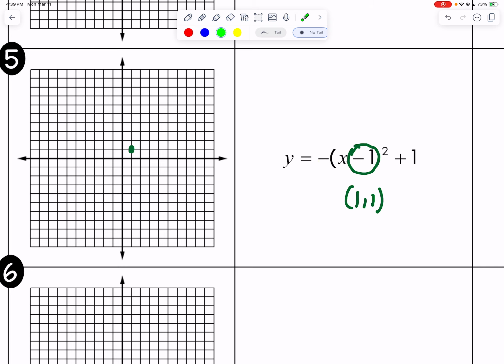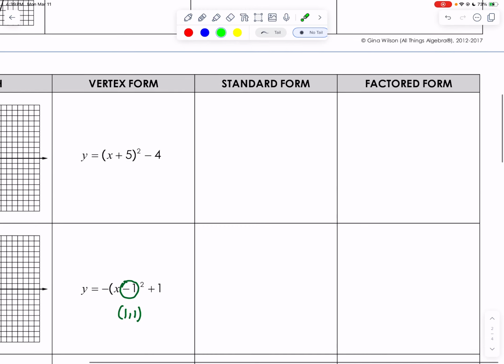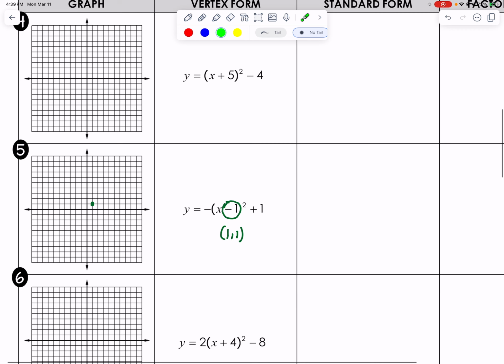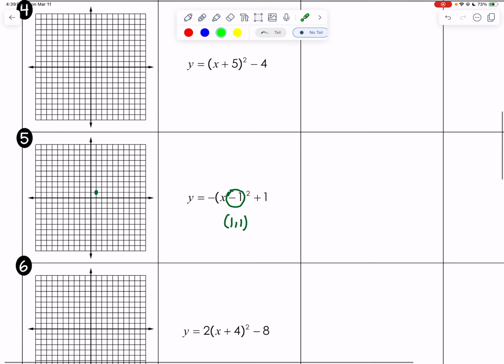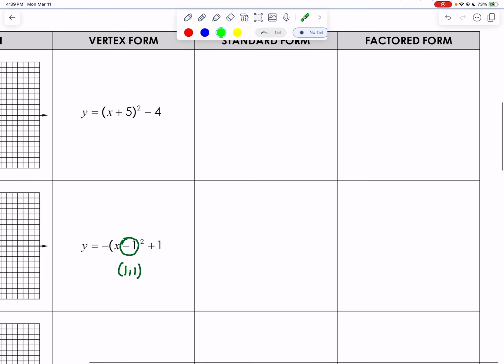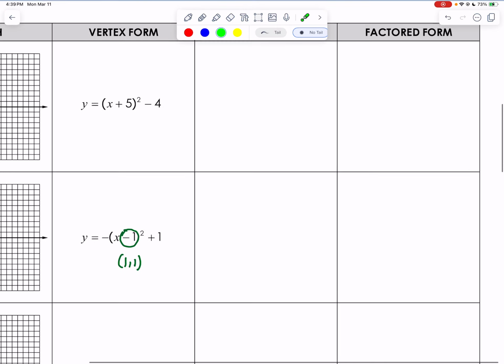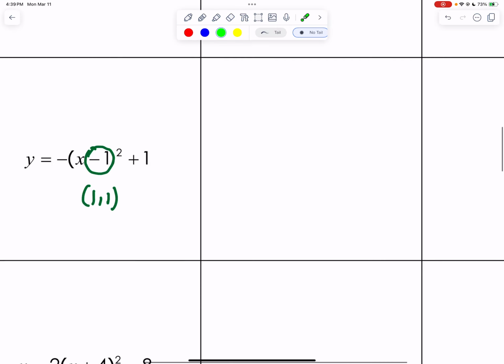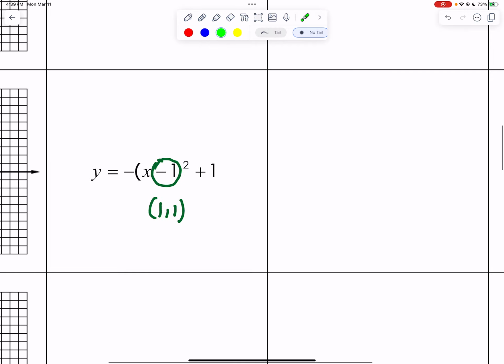Now what we need to do also is figure out what my factored form is so that I can graph it. Meaning that I can't really do the graph for number 5 just yet until I get factored form. So in order to get factored form, I need standard form. So here, this is where we actually have to go from vertex to standard.